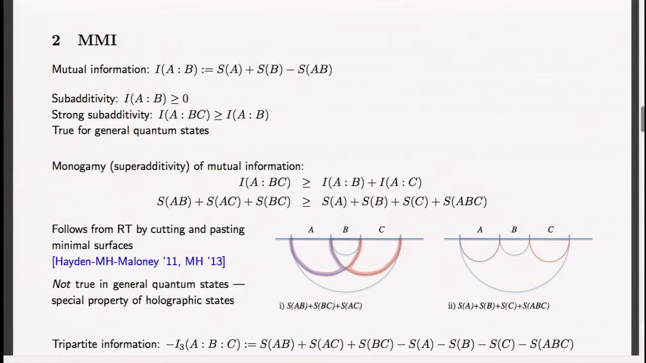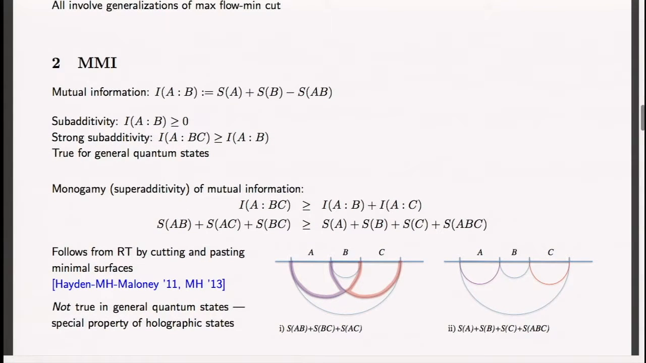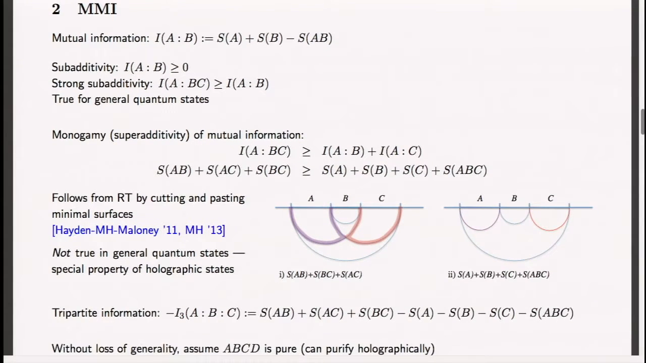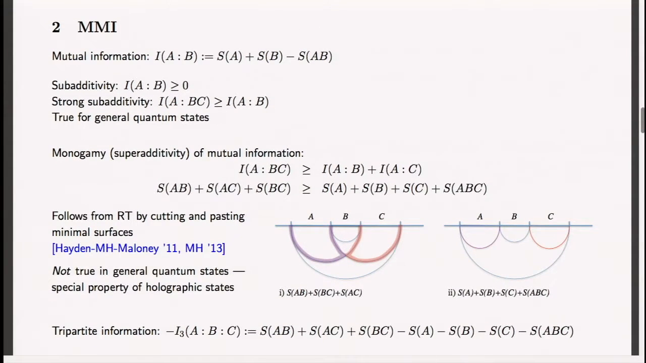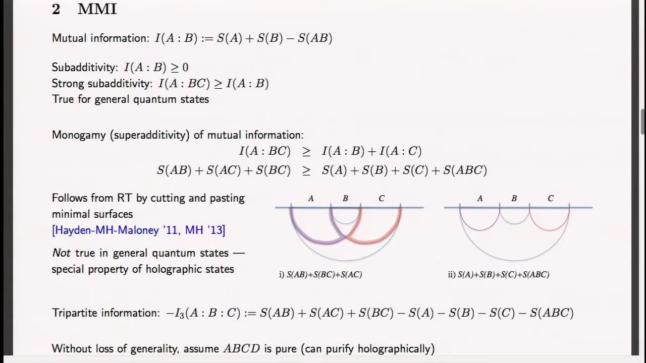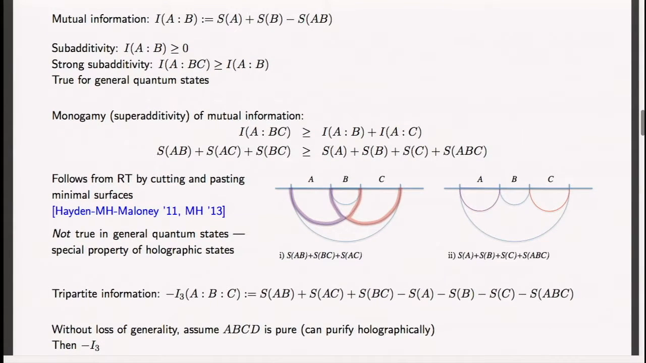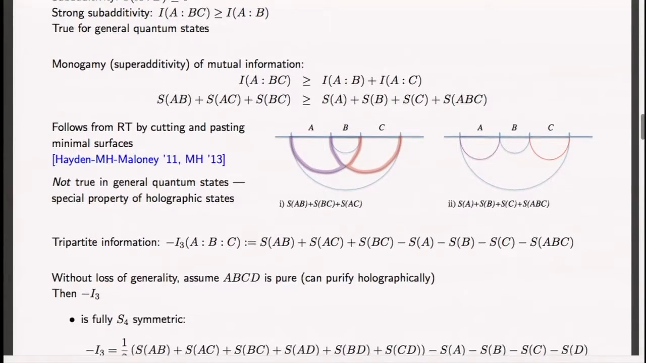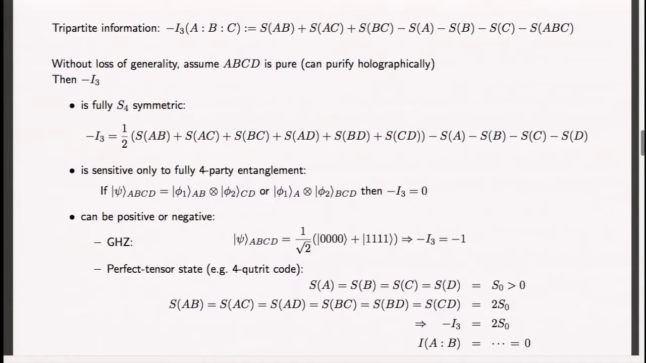Okay, so to understand this inequality, let's just take the difference between the left and the right-hand side. That's just this minus this, or this minus this, and it's called the tripartite information. It's called minus I3. If you want to know why it's called minus I3, you should ask Horacio. He named it that. No, well, you called the other one I3, yeah. So, okay, what is this minus I3?